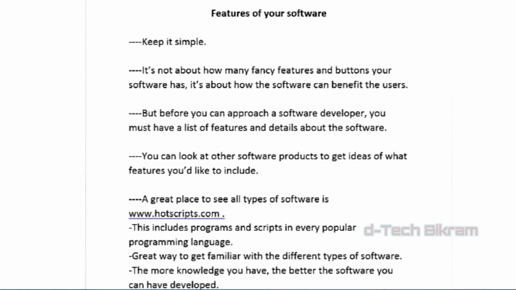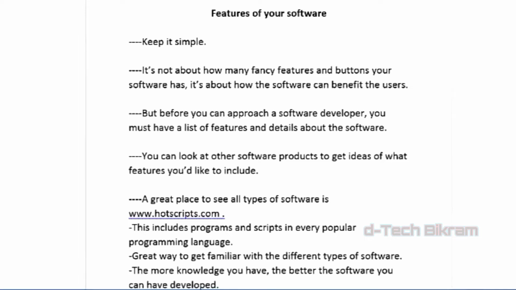Alright, so let's talk about coming up with a list of features and details of what your software is going to include. You have to remember to keep it simple though, because it's not about how many fancy features and buttons your software has. It's about how the software can benefit the user. Because sometimes it's the most simple software that can become a best-selling product. But before you can approach a software developer, you must have a list of features and details about the software product you plan to create.